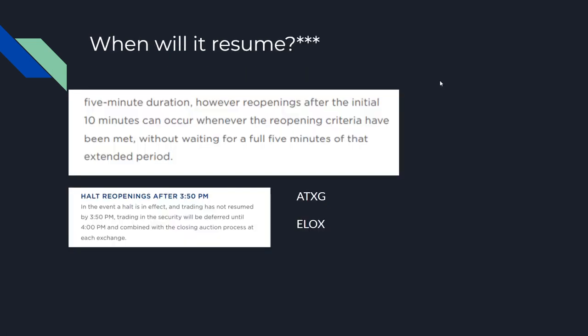And I think I mentioned later, but you want to know your routes because you don't want to be stuck in something that gets thin after hours, like that ATXG, which even printed up to 20.00. So you just want to be careful.